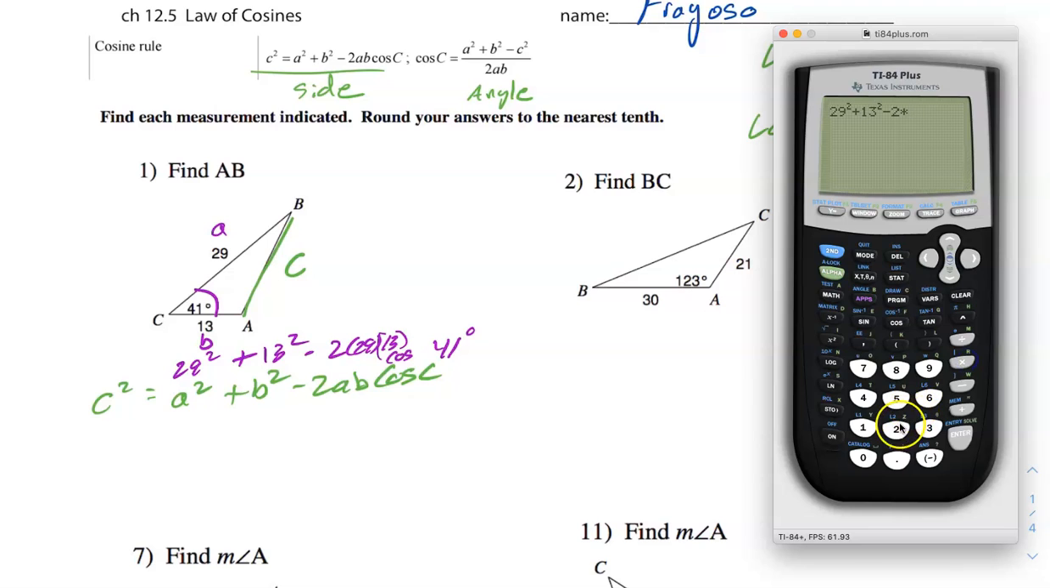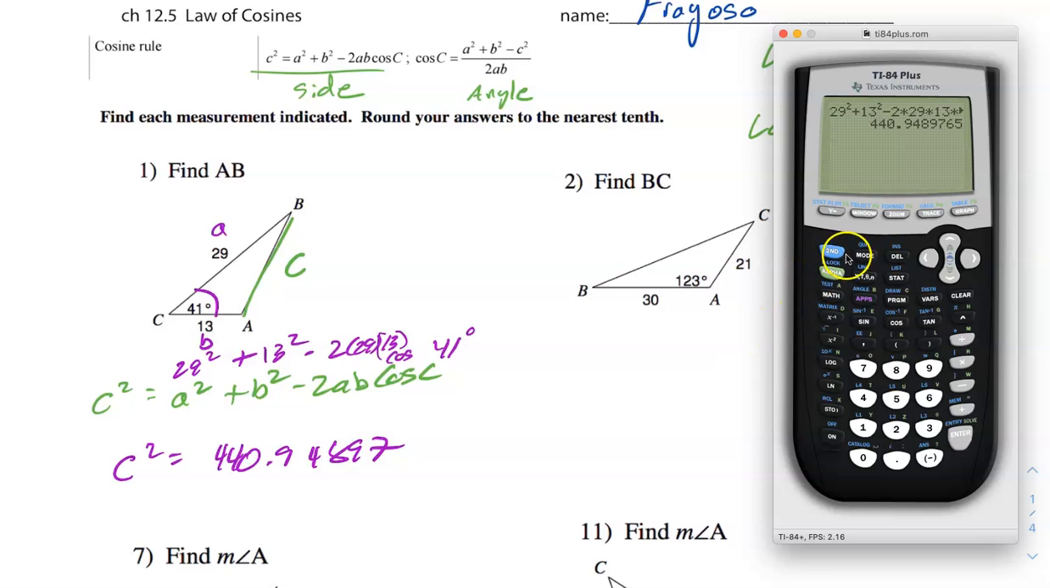2 times 29 times 13 times cosine 41. A lot of times people forget the cosine part. I don't understand. Or they'll do just the numbers, then they'll come back and do cosine. Like, that's wrong. Just plug it all in there. C squared equals 440.94897. Now I'm not done yet. That's why I didn't round it yet, because I still got to find what C is.